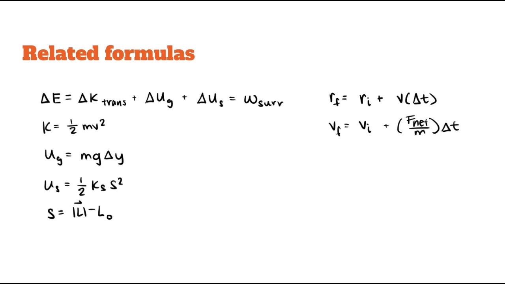We also need the respective formulas for K, the potential energies of the gravitational and spring force, and their components here. And also we will need the update position and update velocity formulas to track and update motion of the mass as it oscillates on a spring.